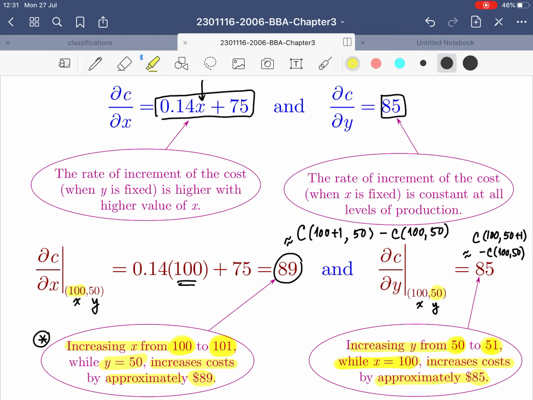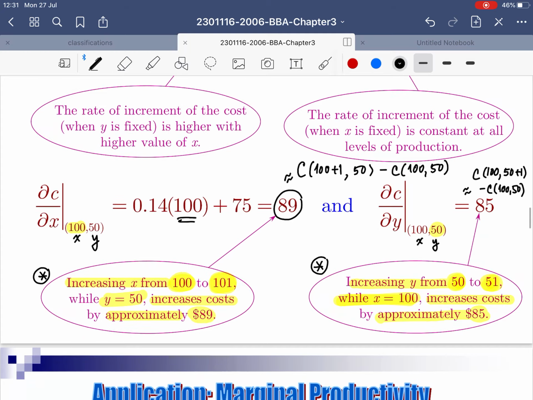Very good. So this is how we interpret it, and this is very important because we will ask you to interpret the marginal cost always. Okay.